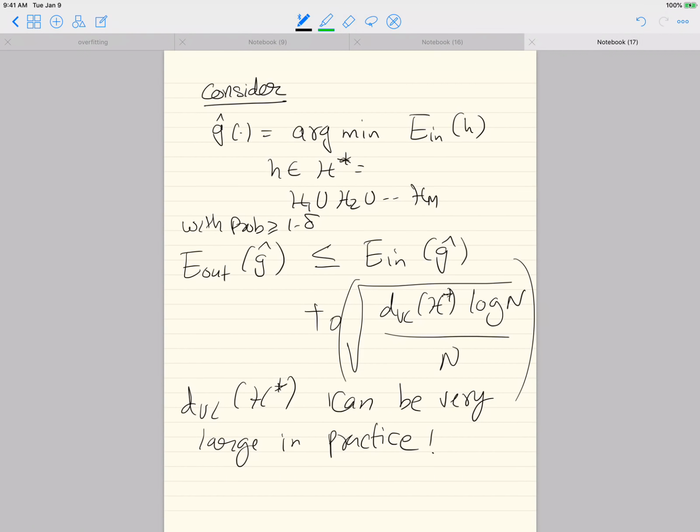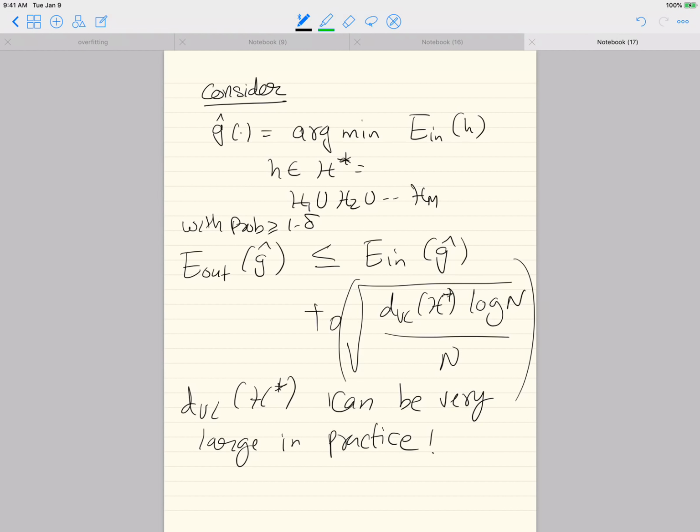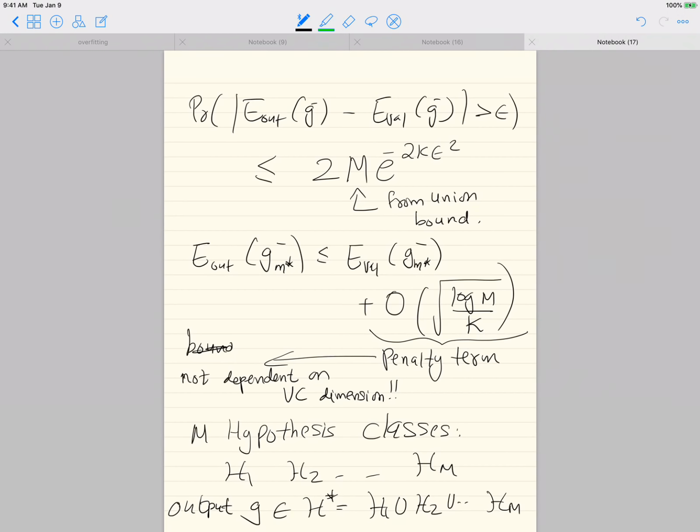The other bound we had for model selection was that E out is less than E val plus a term which is much smaller. The penalty term here does not depend on the VC dimension. It's just the square root of log m, where m is the number of classes you have, divided by k, the size of the validation set. So here you do have n, which is going to help you somewhat. There you have k in the denominator. But typically if we select k to be n over 5, then this term is still going to be much smaller than what you get here. If k is n over 5, you still get n here and like 5 log n.